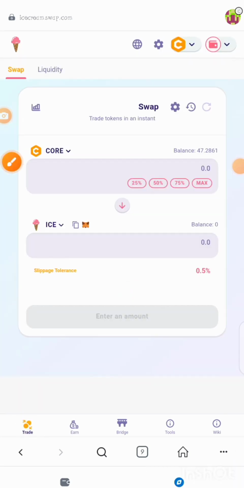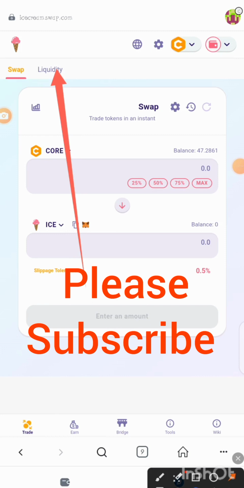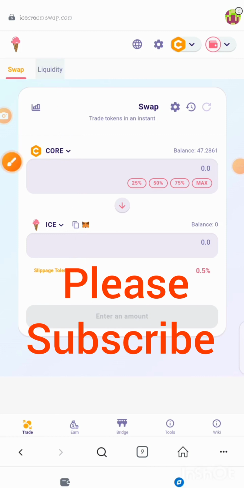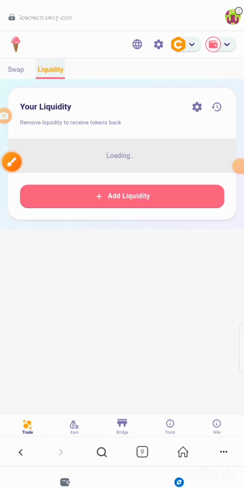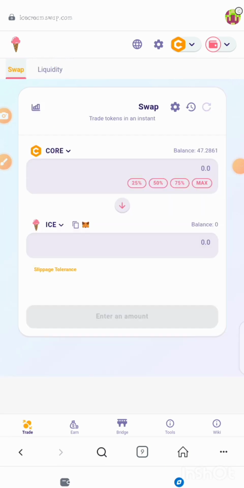So we are back to this place. Now what you need to do is to click on liquidity. Remember, you are providing liquidity. But before we click on liquidity, guys, we need to swap our core. For the 7 core here, we need to swap like 15 core into S core, and then swap another 15 core into ice. They have to be equal, they must be equal so that the staking will balance.